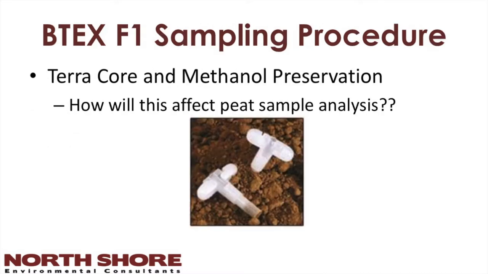One of the things I wanted to touch on, and I'm not really familiar with it because I've just been made aware of it, is the new BTEX and F1 sampling procedures that are going to be implemented in Alberta at the beginning of March, I believe. TerraCore is a methanol preservation. How is this going to affect peat sampling? You're only collecting a small TerraCore into a 40 milliliter vial, I believe, preserved with methanol. Is that going to be enough sample based on the fact that you need bulk density? So that's something to think about, and something that I've got feelers out on, but I'm not quite sure just yet.